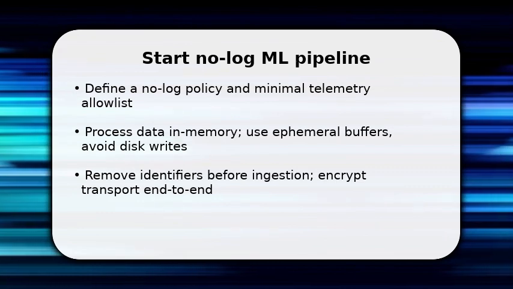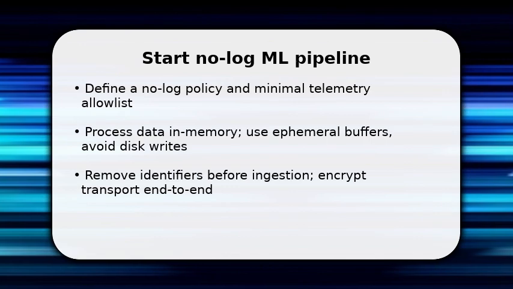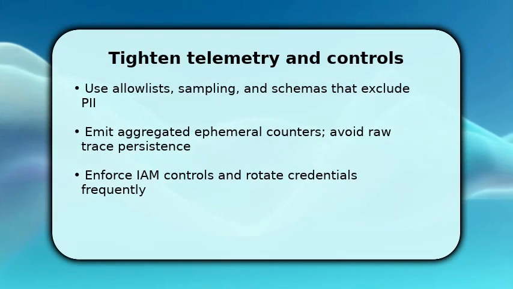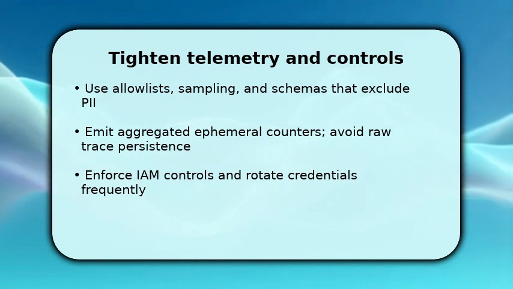Make sure to add privacy gating. Remove user identifiers before ingestion, and validate with small test runs to confirm no files are created. Next, instrument and restrict telemetry at source using allow lists and sampling. First, define schemas that exclude PII and limit feature-level detail.